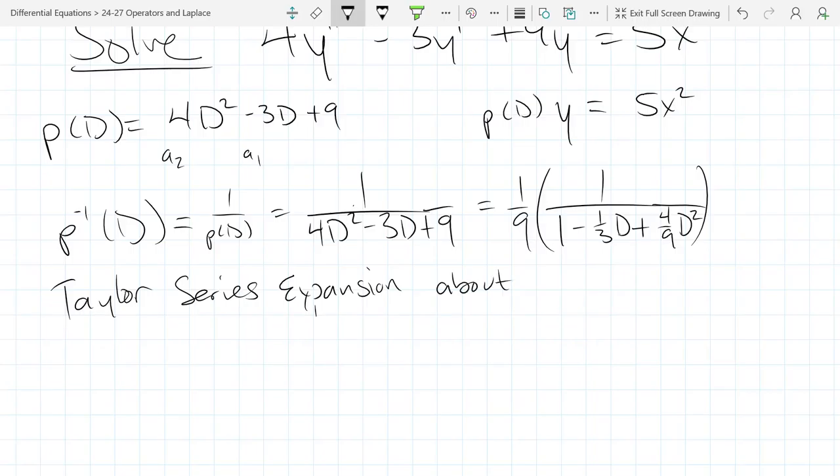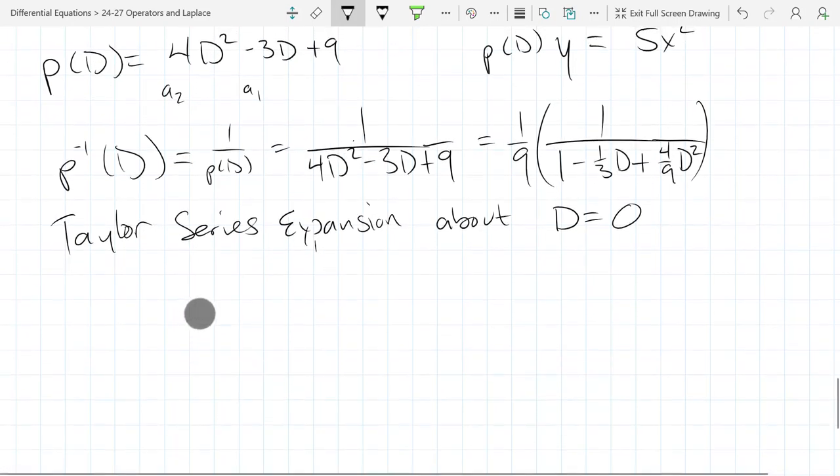You have to pick a value. Normally, you're picking an x value to expand around, but here you're picking a d value to expand around. So we're going to pick d equals 0. I think usually we've used the letter a for that, so this is basically our a value we're going to expand around. So what in the world does Taylor series look like?